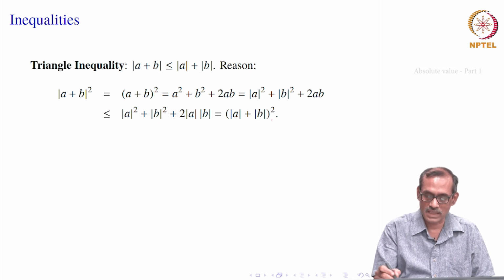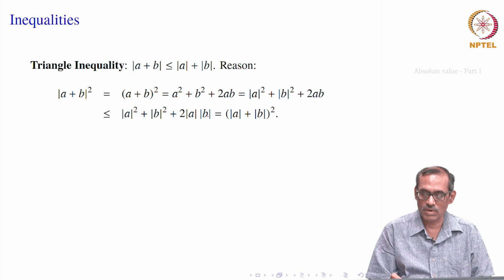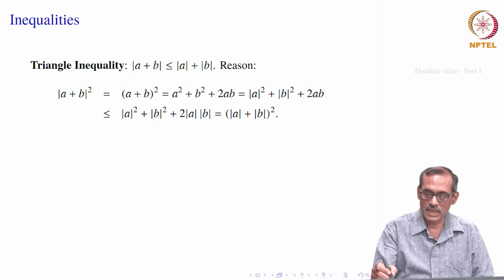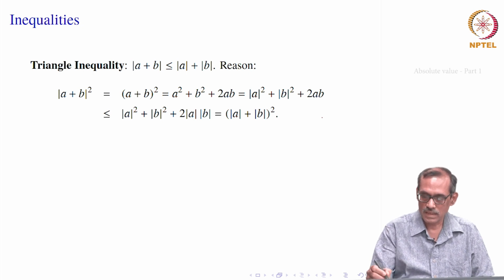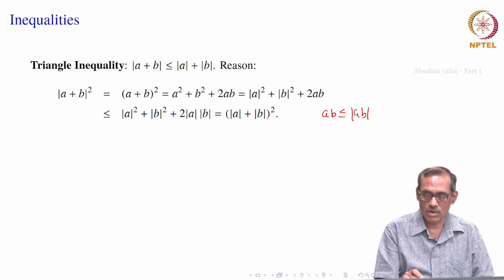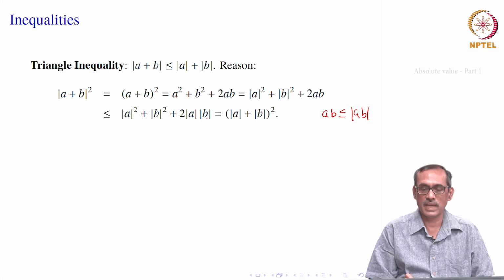This AB can be thought of as less than or equal to mod A into mod B. It is really equal, but can it be less? Yes, because we are not taking absolute value of this. We are using here x is less than or equal to mod x. So, here AB is less than or equal to mod of AB, which is equal to mod A into mod B. That is what we are using in the next line. So, this expression mod A square plus mod B square plus 2AB is less than or equal to mod A square plus mod B square plus 2 into mod A into mod B, and that gives us mod A plus mod B whole square.